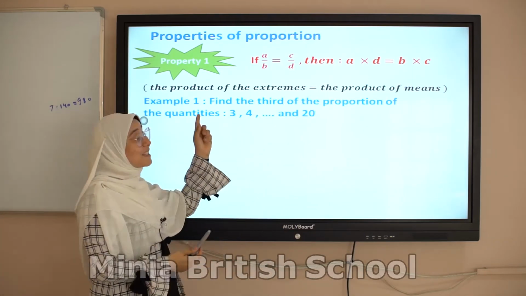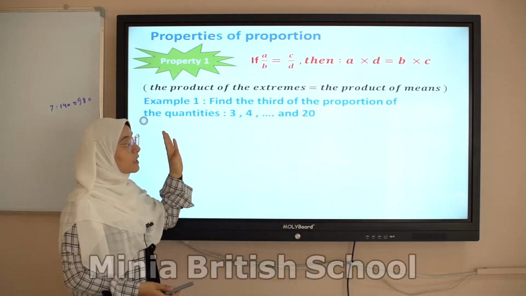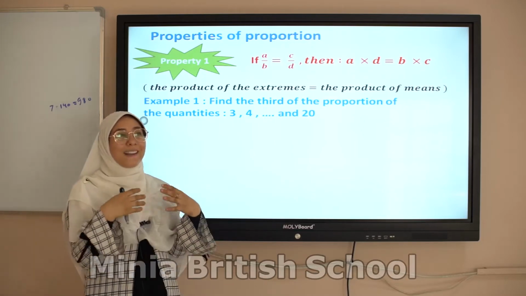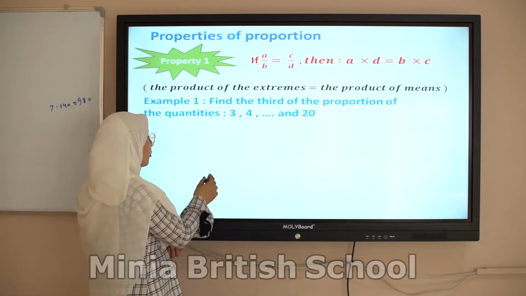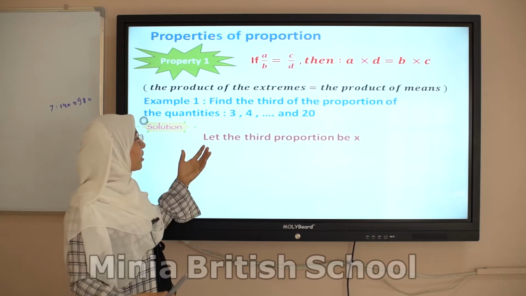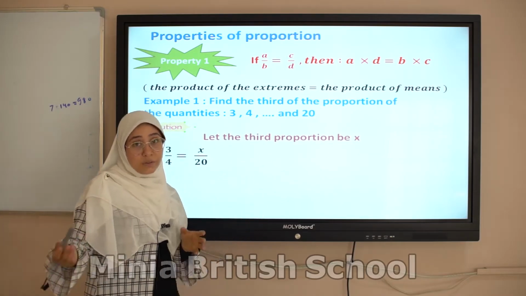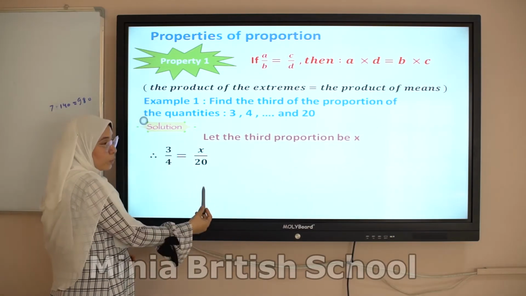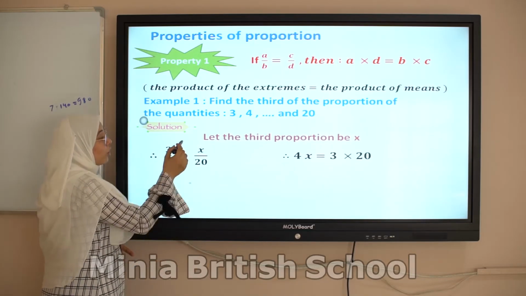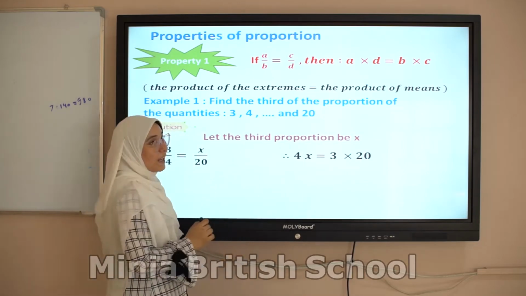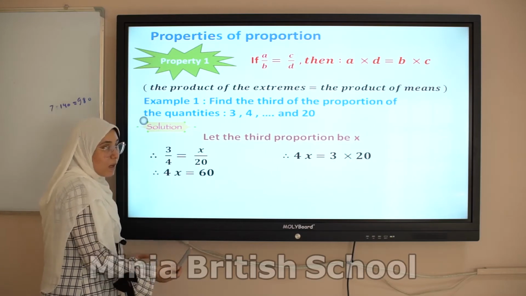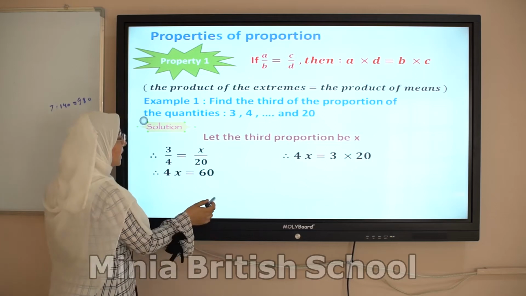For example, find the third proportion of the quantities 3, 4, dots and 20. Find the third proportion. In the first, suppose or let the third proportion be x. So we can write these quantities in the proportional form, like 3 over 4 equals x over 20. You can make a cross multiplication. So 4 times x equals 3 times 20. Therefore, 4x equals 60. By dividing both sides by 4, we get x equals 15.